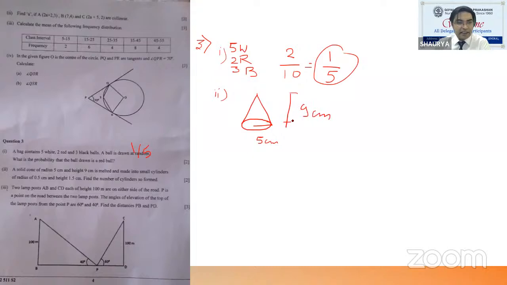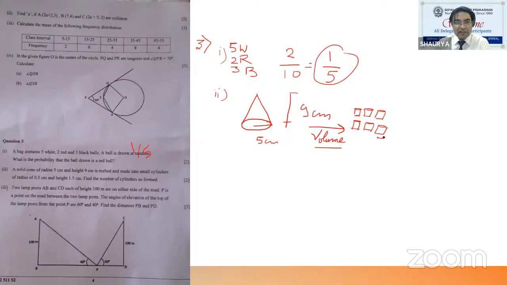It's melted and made into small cylinders of radius. So it's basically melted into small cylinders, right? So any question like this, when a shape changes into some other thing without any wastage of the material, the quantity to be conserved is volume. So in this transition, the only quantity which will be conserved is volume. Let's continue reading the question.